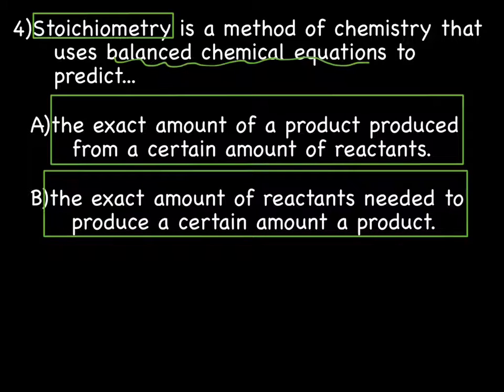So if you know how much product you want to end up with, you can calculate how much reactant you need. Truthfully, it can predict a lot more than this. If you know how much of one reactant you have, you can figure out how much of the other reactant you need. Or if you know how much you made of one product, you can also calculate how much of the other product you made. So stoichiometry is a method of chemistry. It's actually using calculations that use balanced chemical equations to predict amounts of products and/or amounts of reactants.